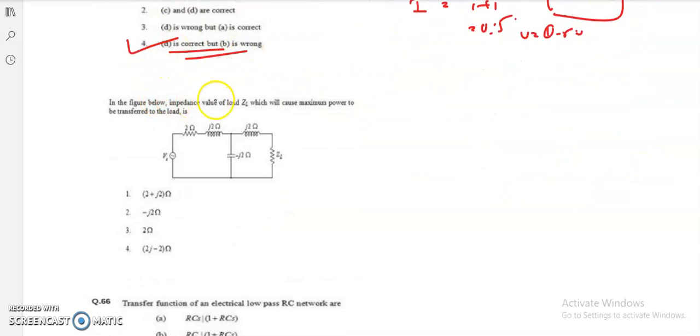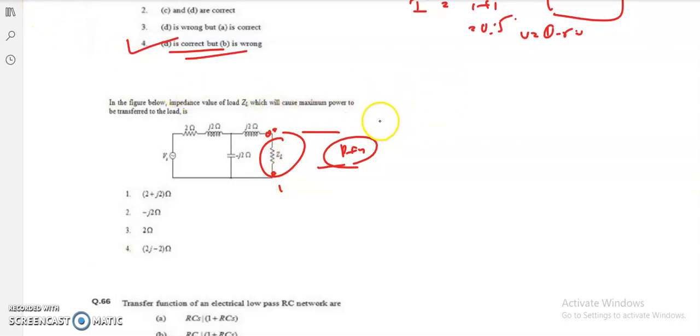Next, in the figure below, impedance values of load ZL, which will cause the maximum power to be transferred to the load. So it is the load. They are asking maximum power transfer to the load. That means you have to find out the Thevenin's resistance from here to here, right?